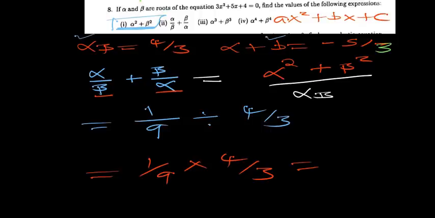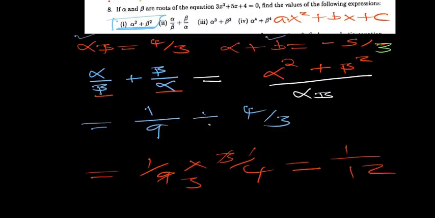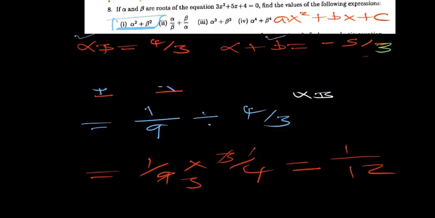So 4 over, is it really 4? We're dividing by 4 over 3, yes, and then multiply by the reciprocal. Wait, the reciprocal of 4 over 3 is 3 over 4. So 3 there, it's 1, 3 there, it's like 3. So we have 1 over 12. So that's it for the second part of the question. We are now at liberty of proceeding to the next one.